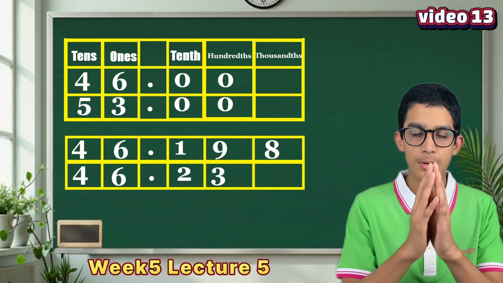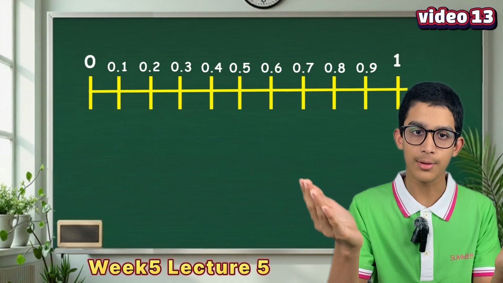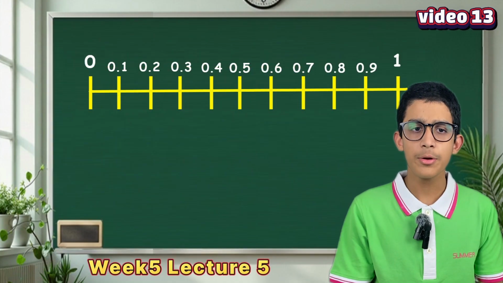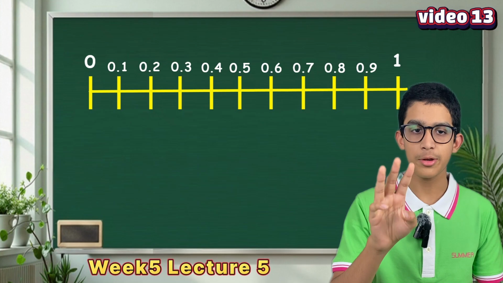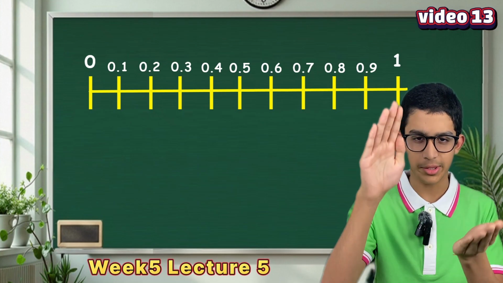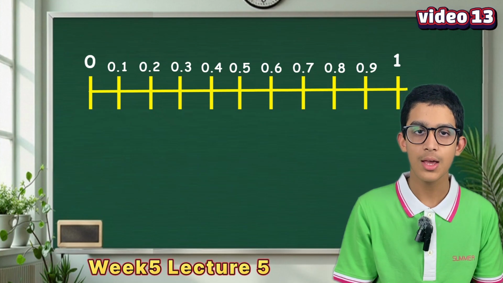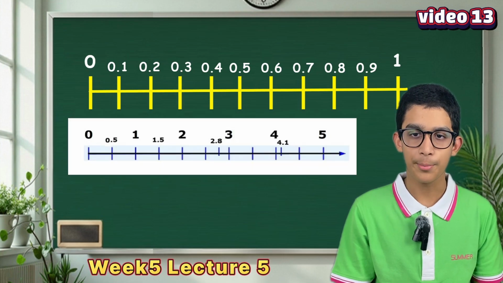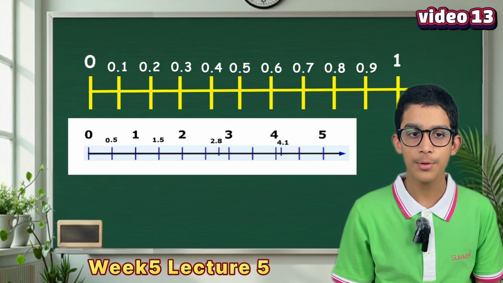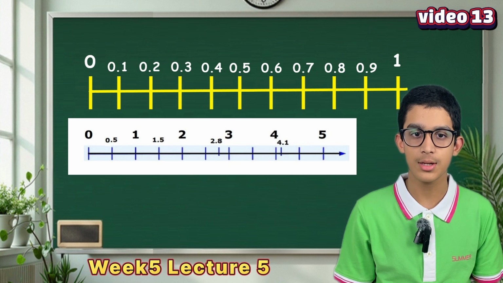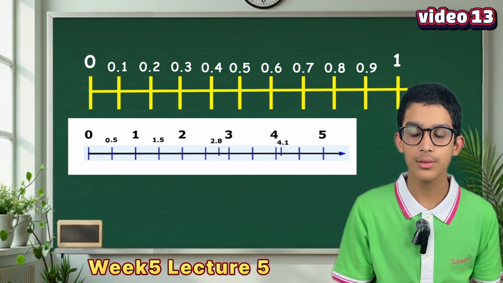The position of a decimal number on a number line is between two whole numbers. So 0.1, 0.2, 0.3, and 0.9 are all smaller than 1, but bigger than 0. Similarly, 4.1, 4.2, 4.25, 4.6, 4.8, and 4.99 are all smaller than 5, but bigger than 4.